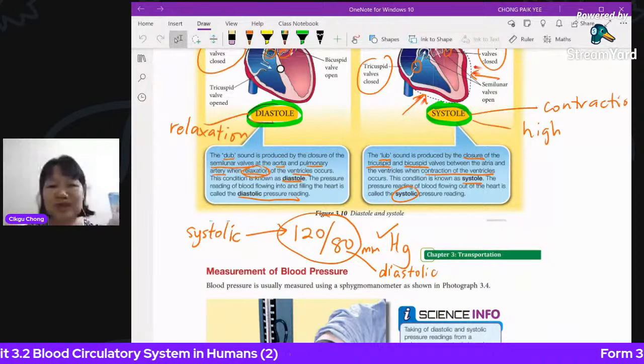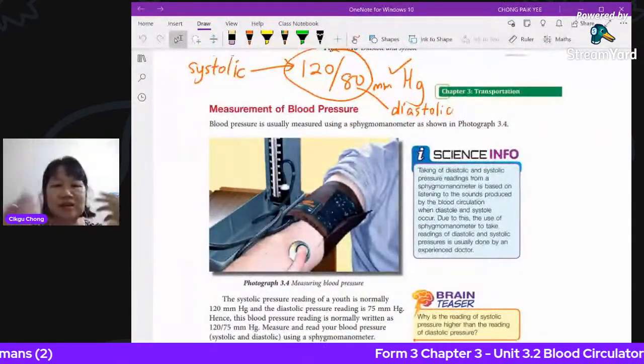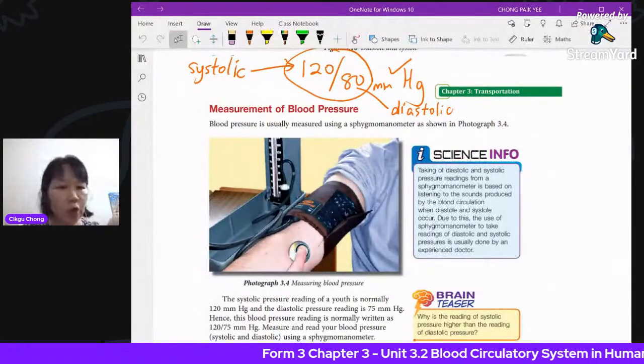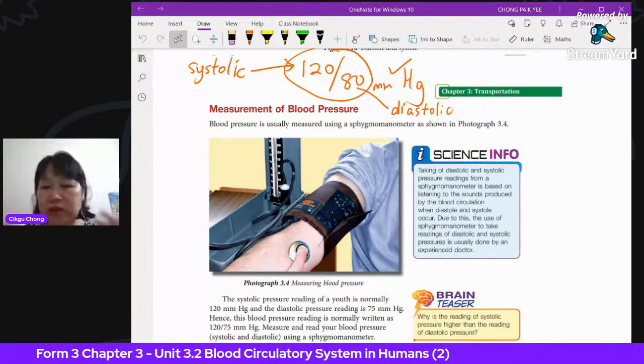Now, next one. You go to the doctor, all right? Your parents or your grandparents go to the doctor, they always measure your blood pressure. This is an indication of whether your heart is healthy or not.